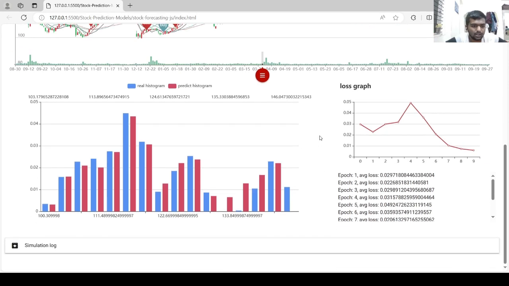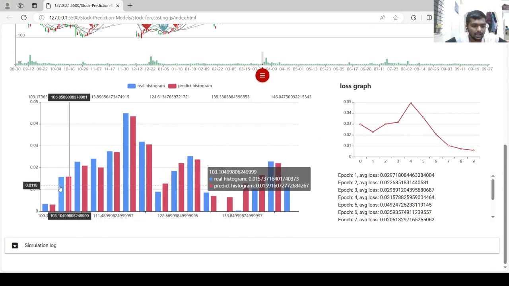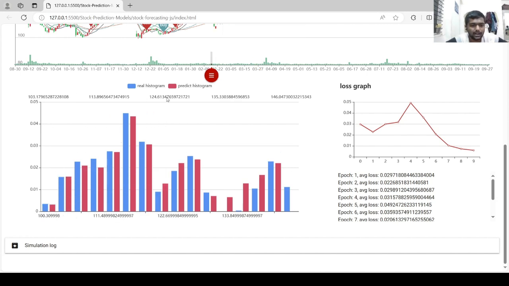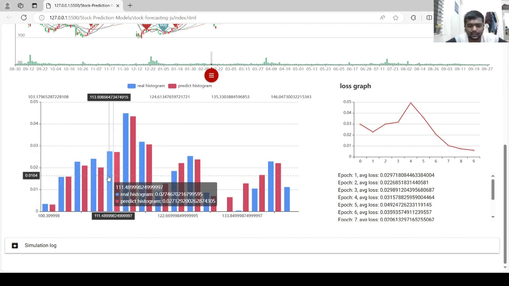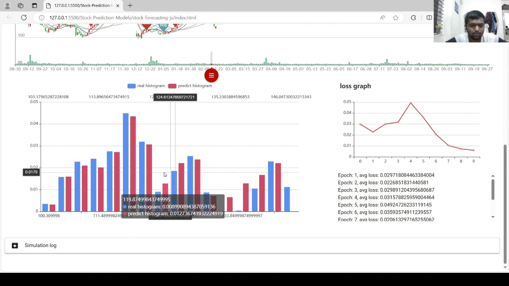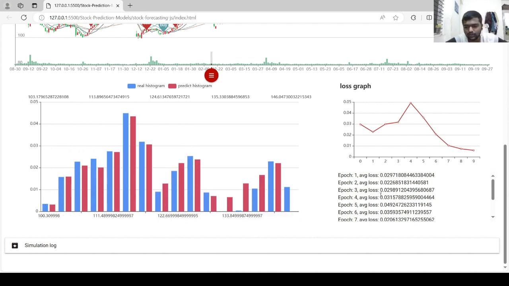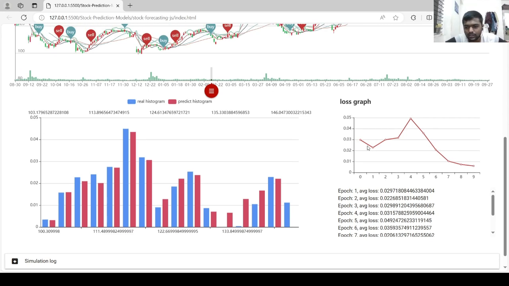Now let's look into the histogram. The blue bars represent the real price of the stock, and the red bars represent the predicted price of the stock. As you can see, they go hand in hand, and there's not very much difference between these two. So that is the credibility of the neural network model, and it shows that it is working fine with very minimum losses. And you can also see the loss graph.